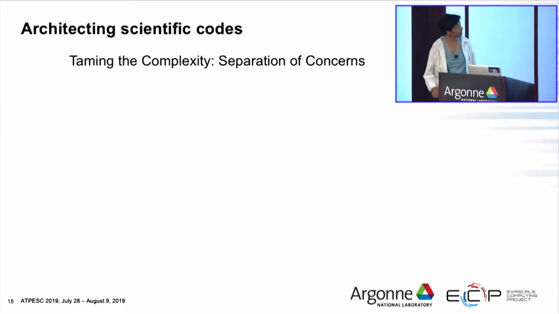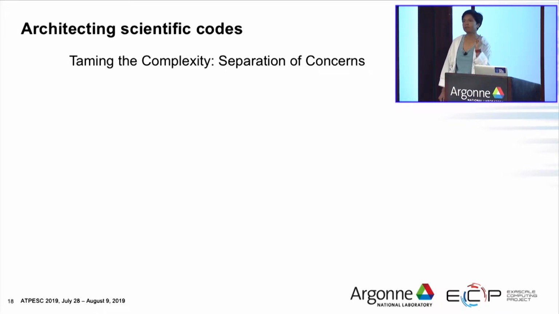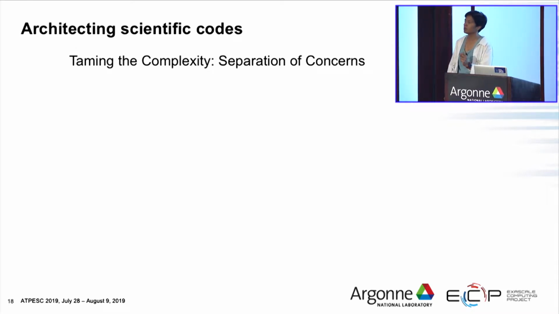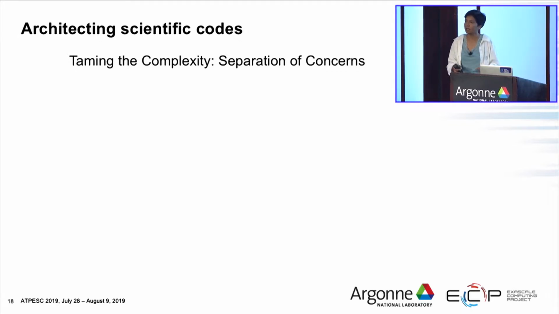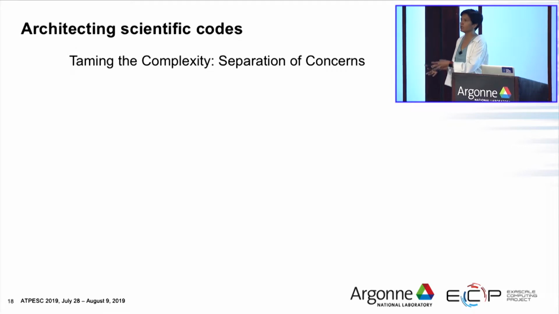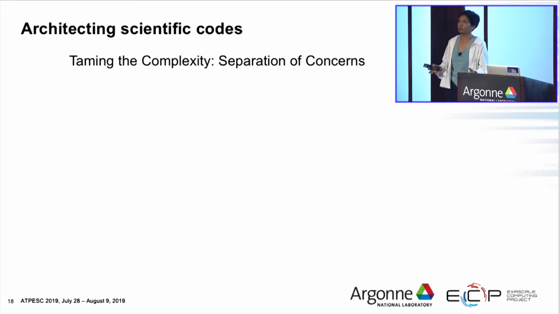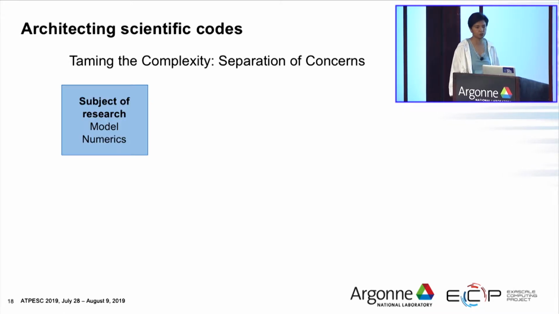So how do we tame all of this complexity? The biggest thing that comes to your rescue is separation of concerns. By separation of concerns, I mean designing your code in such a way that people with different expertise can operate within their own area of expertise without having to know everything about the code. Codes get to a point where no one can know everything about a code anyway. So you have to be able to compartmentalize development in ways that people with different expertise can make meaningful contributions.